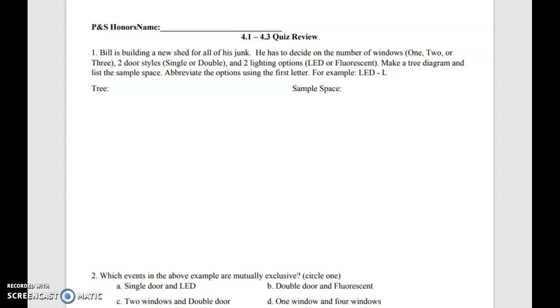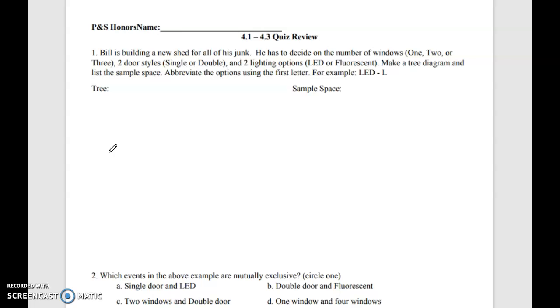Hey everybody, I'm going to go over the 4.1 through 4.3 quiz review. If you were in class Monday, we're doing this in class Monday and you're taking a quiz Tuesday. If you are at home on virtual, you are watching this instead of being in class, but we're doing the same thing. And then your quiz Tuesday will be in quizzes. So it'll be very similar to this.